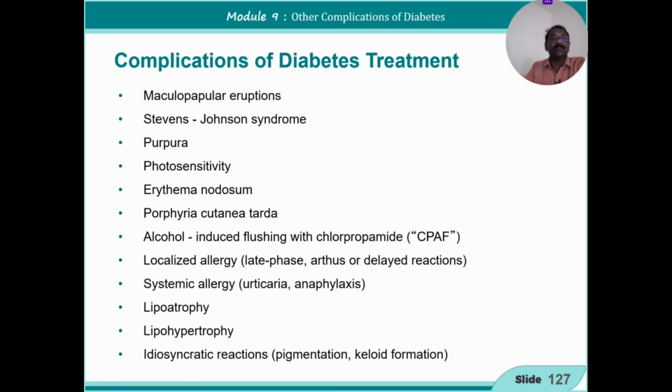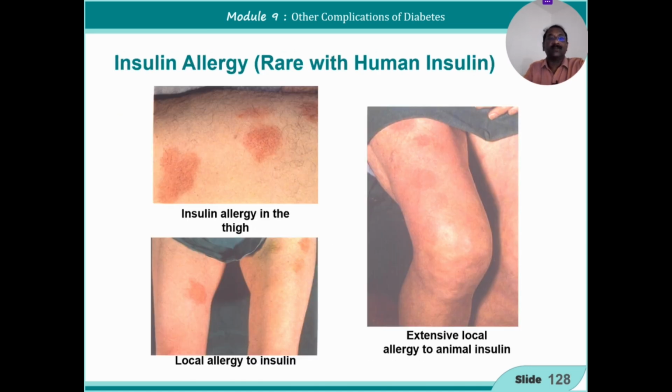Complications of the diabetes treatment. Maculopapular eruptions. Stevens-Johnson syndrome with sulfonylurea therapy. Purpura. Photosensitivity. Erythema nodosum. Porphyria cutanea tarda. Alcohol-induced flushing with chlorpropamide; now chlorpropamide is not being used. Localized allergy. Systemic allergy like urticaria, anaphylaxis. Lipoatrophy and lipohypertrophy with insulin therapies. Idiosyncratic reactions like pigmentation and keloid formations. So these are all possible because of the medications we give to our diabetic individuals.